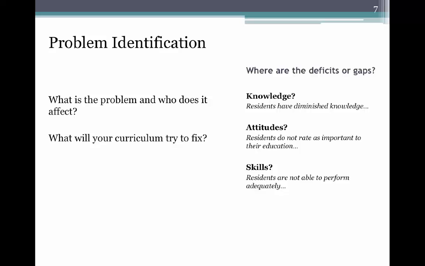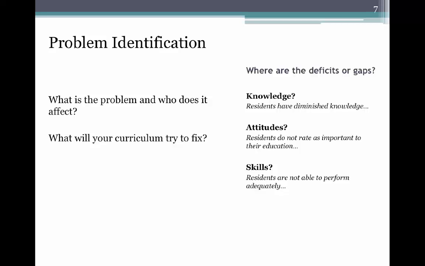For example, a deficit in knowledge may be stated as, residents have diminished knowledge about X topic. Or a deficit in attitudes could be characterized as, residents don't rate Y topic as important to their education. Or finally, a problem with skills may be stated as, residents can't perform Z skill adequately.